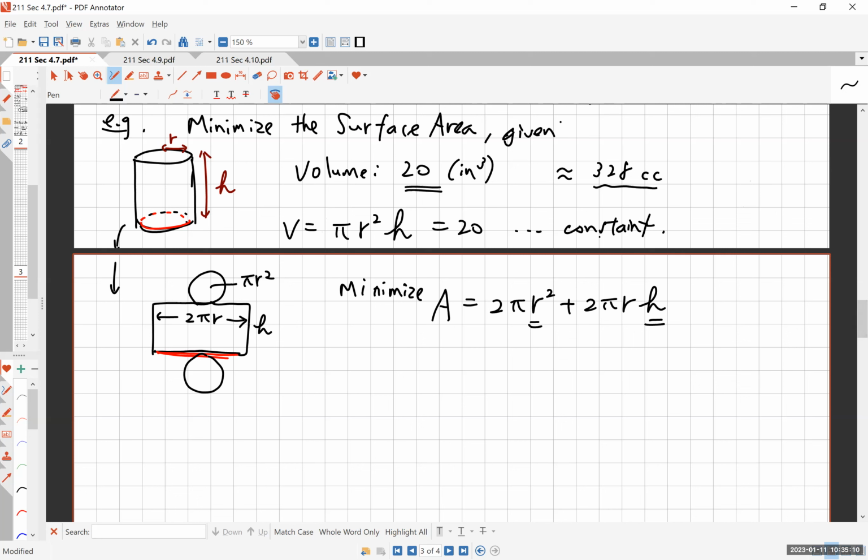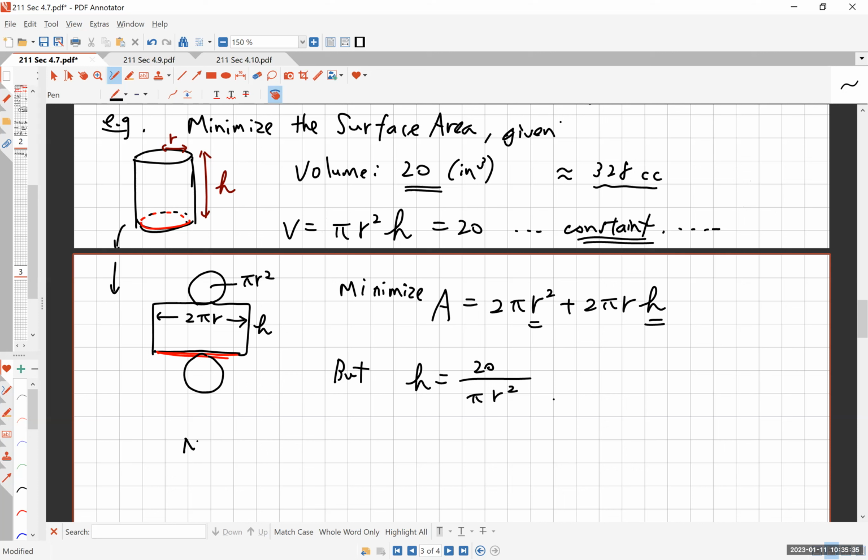And of course, the answer, just like in our first example, is found in the constraint. Okay, so let's say this constraint gives us, which one do you want to solve for? Maybe it's easier to solve for h, right? Because r is squared. So let's say h is 20 over pi r squared. That seems to be right, right?